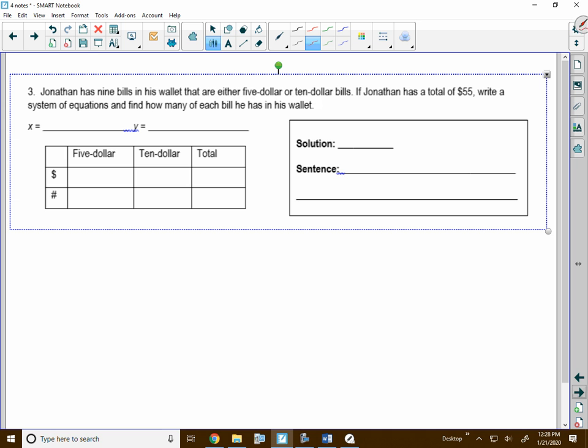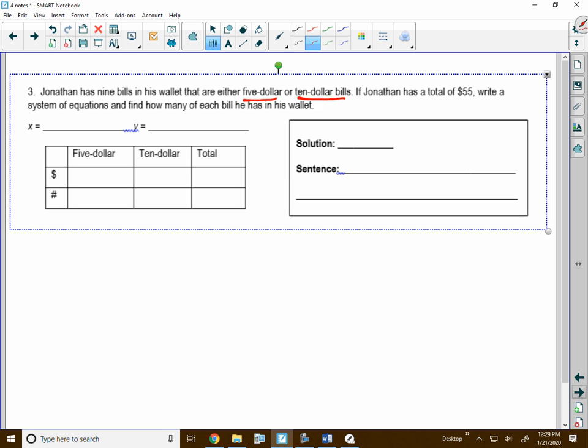All right, so let's hop into number 3. Jonathan has 9 bills in his wallet. Okay, we don't know what each bill is, but we do know that they are either $5 bills or $10 bills. What are your variables? $5 bills, $10 bills. Now, it's really important that you decide, is it the value of each or is it the number of each bill? And you'll see what I mean here in a second, okay? It says if Jonathan has a total of $55, write a system of equations and find how many of each bill he has in his wallet.